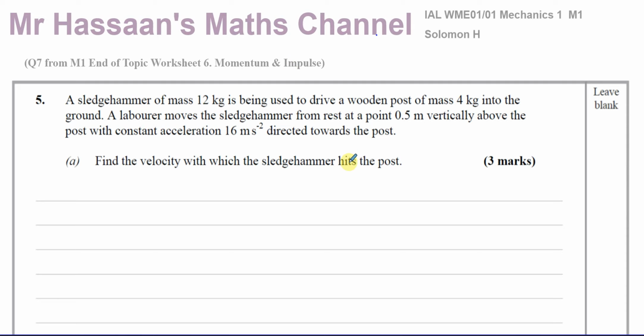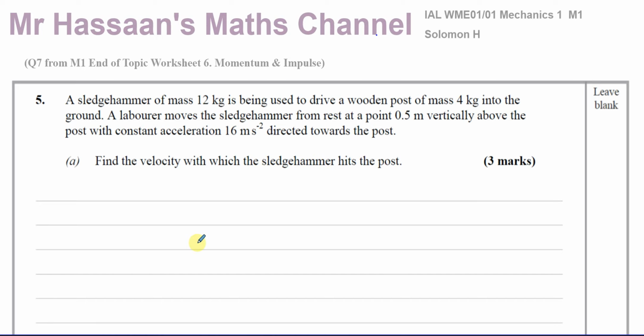So anyway, a sledgehammer of mass 12 kilograms is being used to drive a wooden post of mass 4 kilograms into the ground. A laborer moves the sledgehammer from rest at a point 0.5 meters vertically above the post with constant acceleration 16 meters per second squared directed towards the post. Find the velocity with which the sledgehammer hits the post.